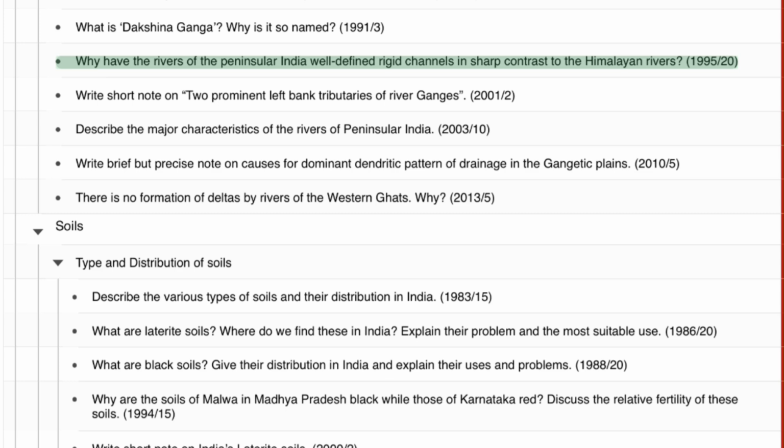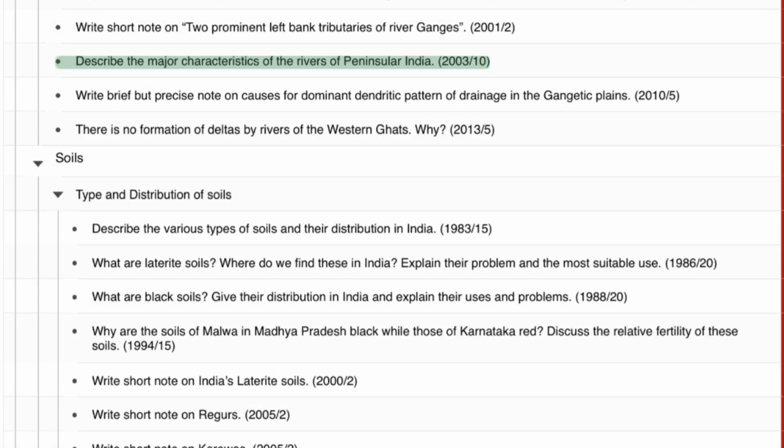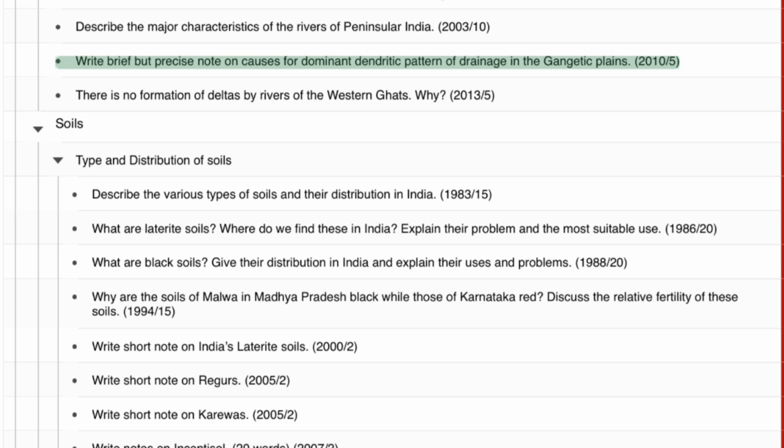1995, 20 marks. Write a short note on two prominent left bank tributaries of River Ganges. 2001, 15 marks. Describe the major characteristics of the rivers of peninsular India. 2003, 10 marks. Write a brief but precise note on causes for dominant dendritic pattern of drainage in the Gangetic Plains.